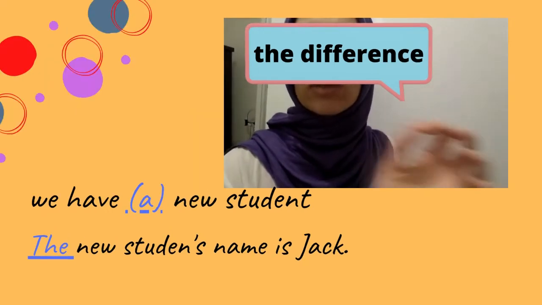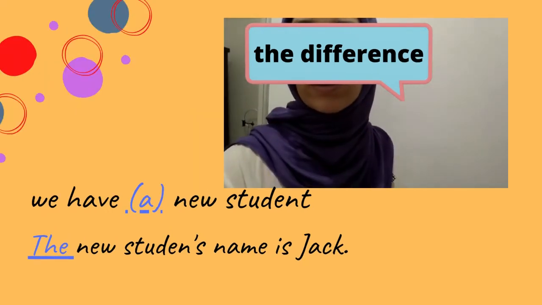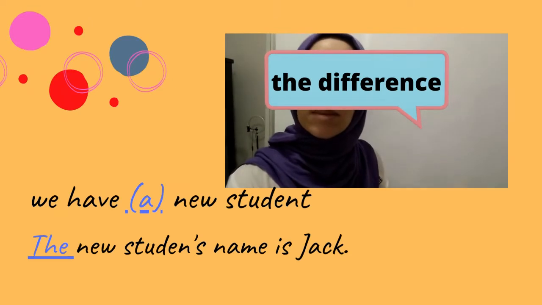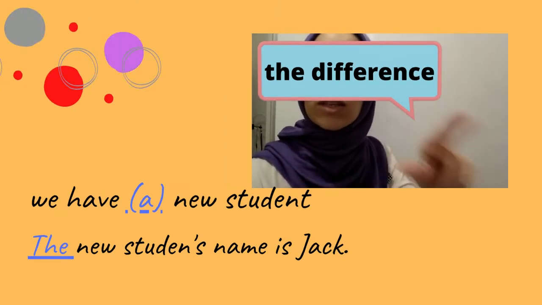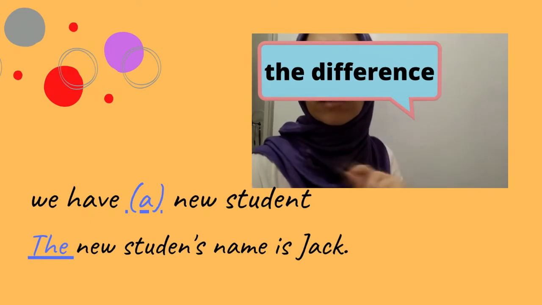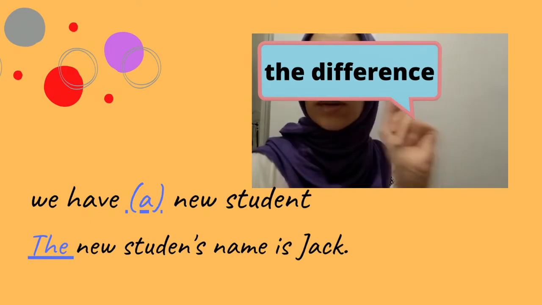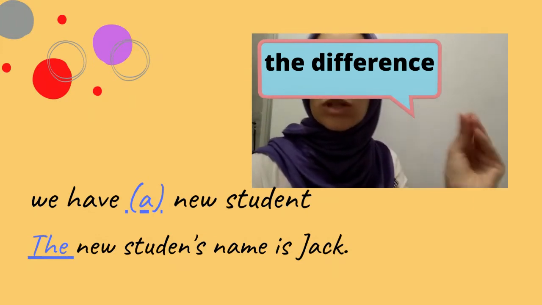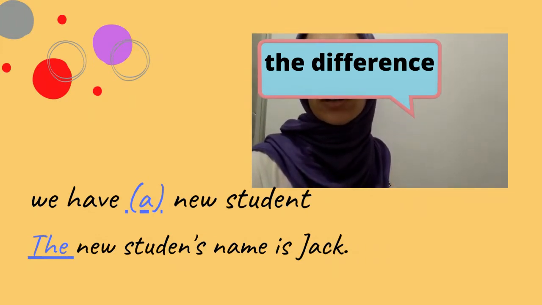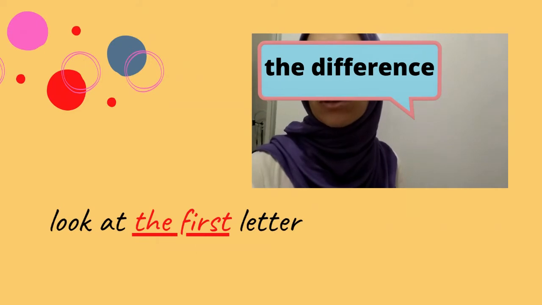We have a new student in our class. But after getting some information about this student, we can say the new student's name is Jack. So in here we use the. Why? Because we know which new student we are referring to. So this is the difference between a and the. The same thing goes for an.